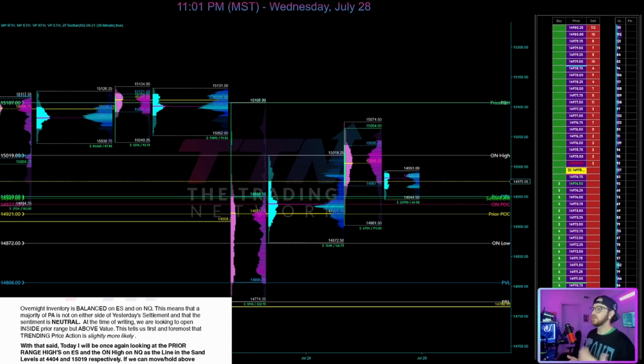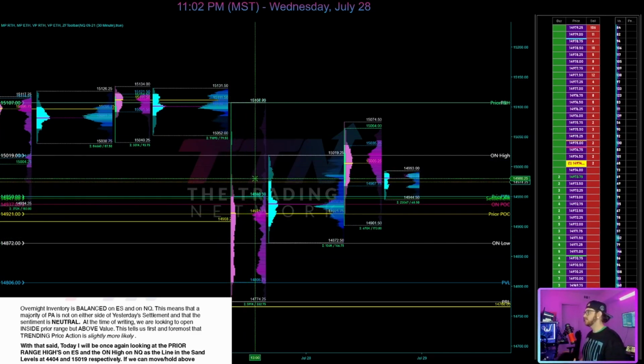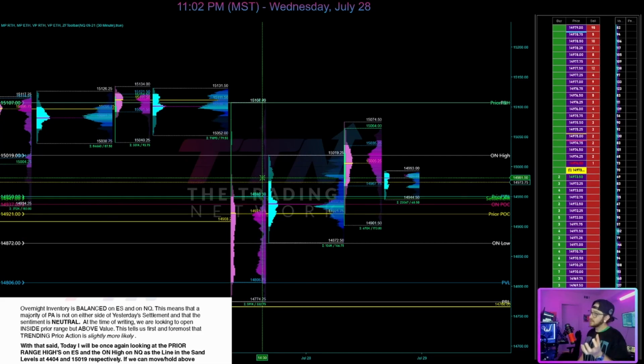At the time of writing, we were looking to open inside prior range but above value, and this tells us first and foremost that trending price action is slightly more likely. So I know it could be kind of confusing with what I mentioned just a minute ago, but you have to take all of this information into effect. So when we have a profile open type that is opening within prior range but above value, then there is a slightly greater possibility that we will trend.